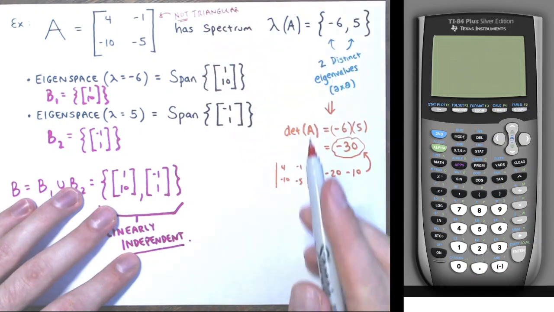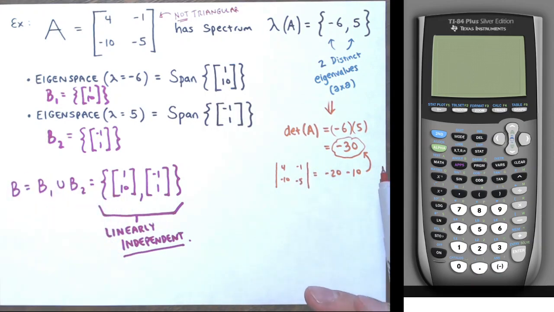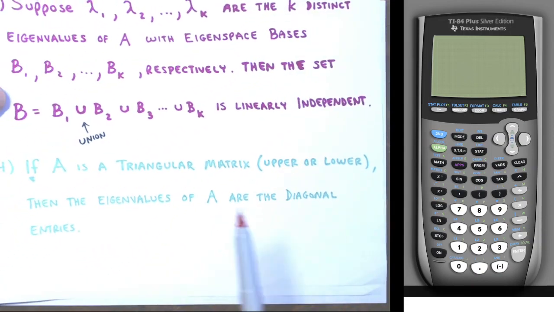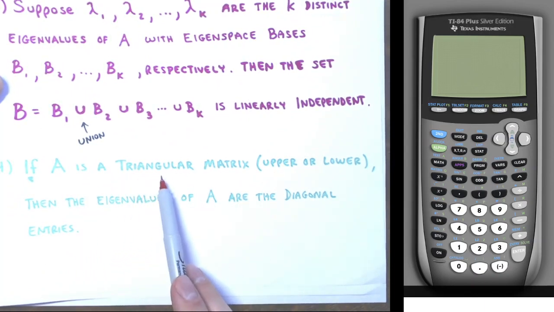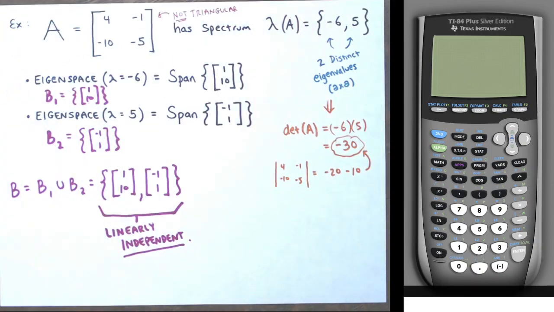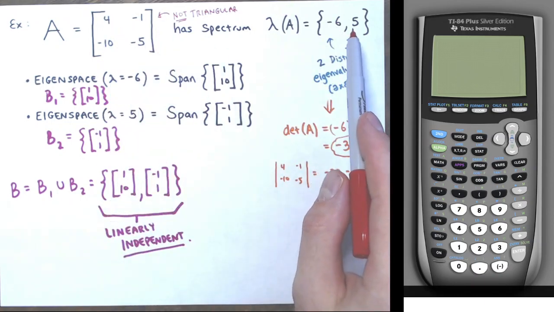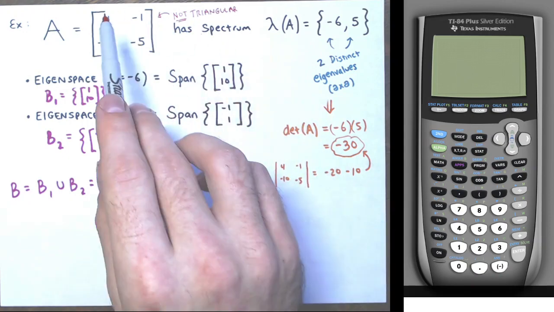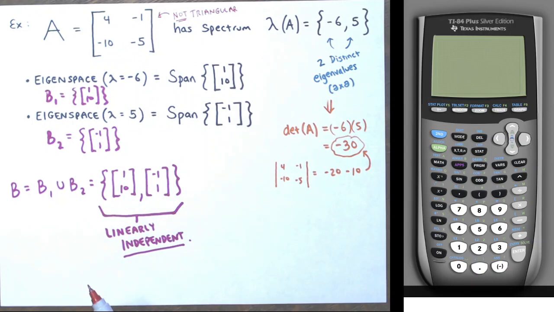All right, and notice that the conclusion of statement 4 wouldn't hold anyway. It says, if A is a triangular matrix, then the eigenvalues of A are the diagonal entries. Well, look, the diagonal entries are 4 and -5. The eigenvalues are not 4 and -5 here. Now there may be some non-triangular matrices out there where the eigenvalues are the diagonal entries. That might accidentally happen sometimes, but not in general, as you're seeing here.